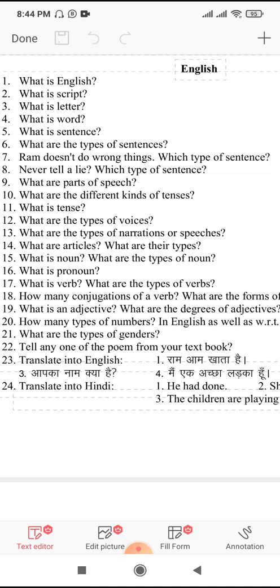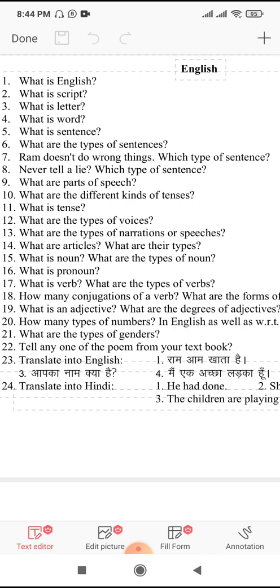Okay, never tell a lie. Which type of sentence? Never tell a lie. Do not ever lie. That is an assertive or emphatic sentence. What are the parts of speech? Okay, different kinds of words are called parts of speech: noun, pronoun, adjective, verb, adverb, preposition, conjunction, interjection. What are the different kinds of tenses?